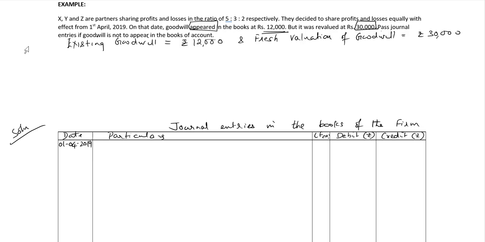The existing goodwill 12,000 needs to be written off among existing partners in old profit sharing ratio, which is 5:3:2. So let's do that first. We are assuming the fluctuating capital method. X capital account debit, Y capital account debit, Z capital account debit, to goodwill account.